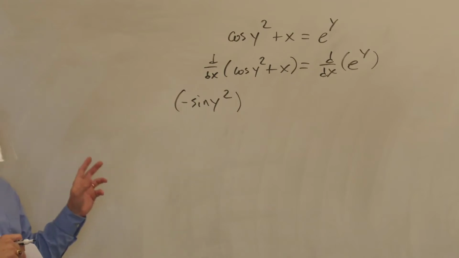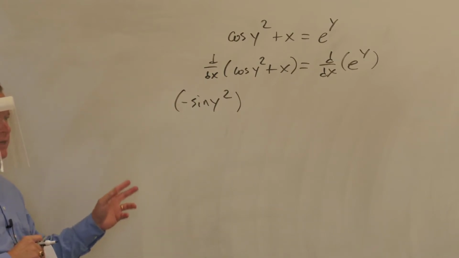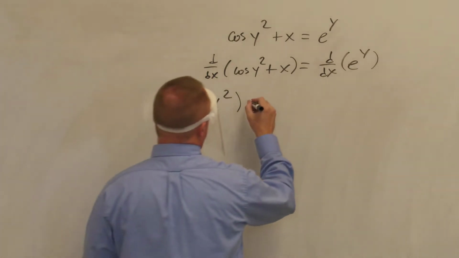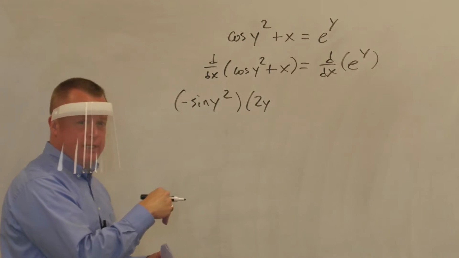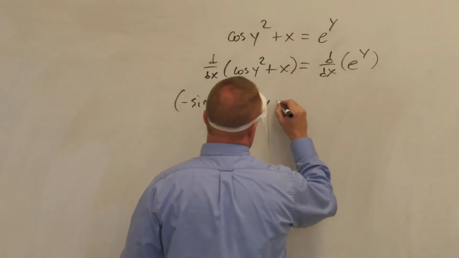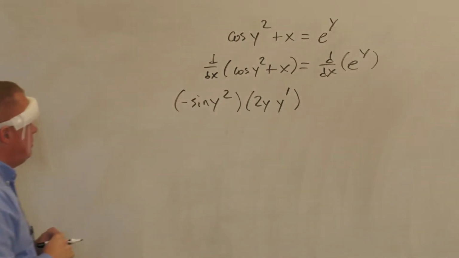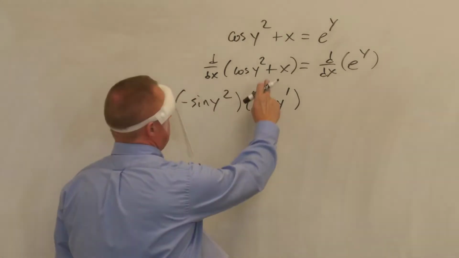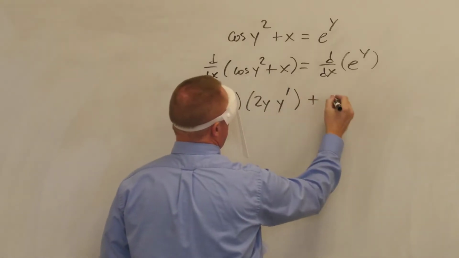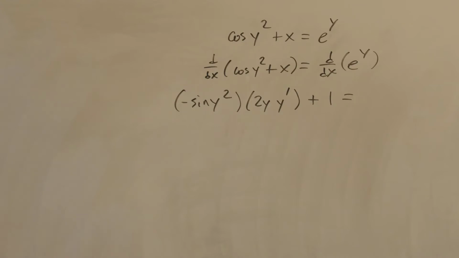The inside is y squared. So what is the derivative of y squared with respect to x? Well, it would be 2y, and then times the derivative of y with respect to x, which is y prime. Okay? So that would be the derivative of cosine y squared. Any questions about that? So now plus, and then derivative of x is 1. So that should be the left side. Okay?